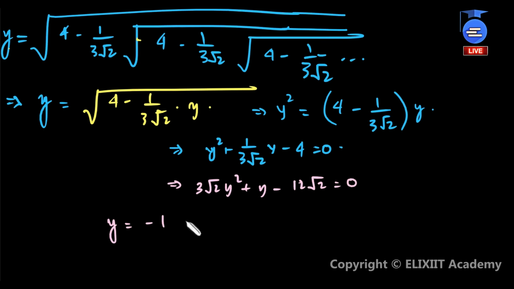So we have y equals minus 1 plus minus square root of b square minus 4ac. What is b square? b square is 1, minus 4ac. 4 into 3 root 2 into 12 root 2, the sign will be plus, since minus is there. So 4 into a into c: 4 into 3 root 2 into 12 root 2, that is basically 12 into 2, that is 288.